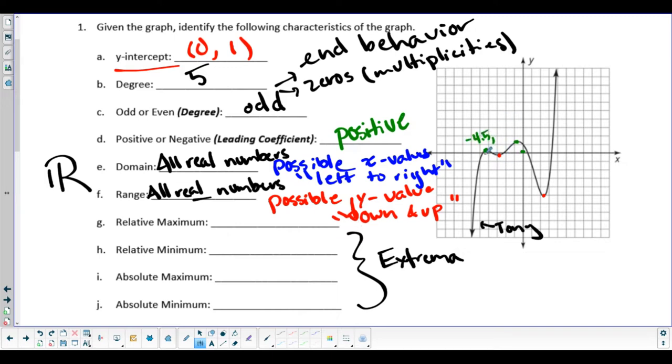Comma, the Y value, I would say, I don't know, this is probably like 0.2. Okay, so we'll say that that's that point, negative 4.5 comma 0.2. I just kind of eyeballed it. So the minimum here, that's a maximum, sorry. Maximum is negative 4.5 comma 0.2.